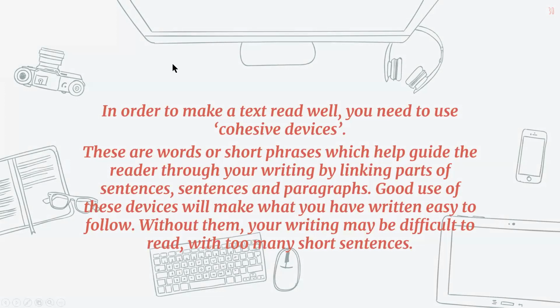In order to make a text read well, you need to use cohesive devices. These are words or short phrases which help guide the reader through your writing by linking parts of the sentence or even connecting sentences and paragraphs. We talked about this before when we said first, do something, then do something else, third, do something. At this stage, the next stage, and finally. So these are connecting words. These are cohesive devices. Good use of these devices will make what you have written easy to follow.